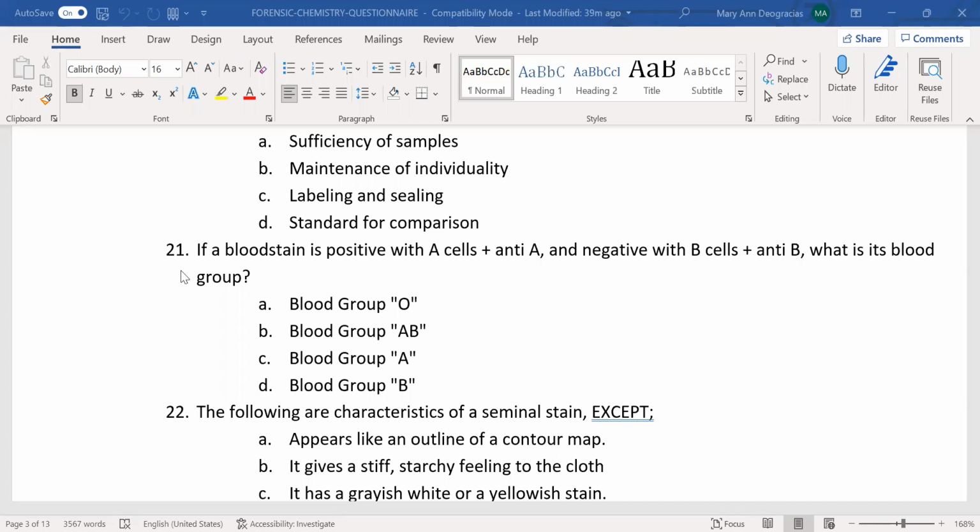Kung direct technique yan, if it is a fresh blood, positive siya sa anti-A, yun ang sagot. O wag na nating lituhin kayo diyan. So since that is a blood stain, what you're going to apply is indirect. So kung saan siya negative, yun yung blood group niya. So our answer is letter D. Blood group B. Bravo. Ayan.